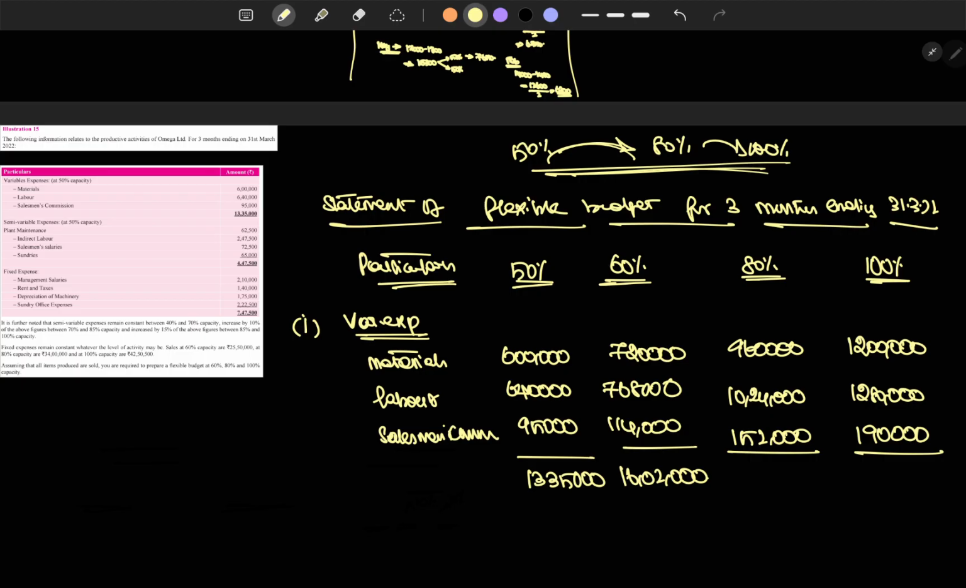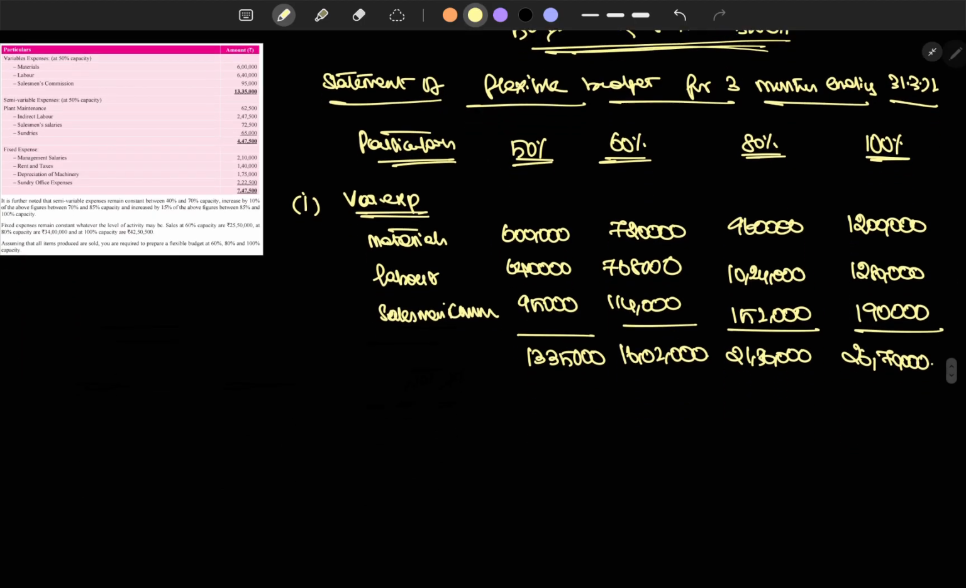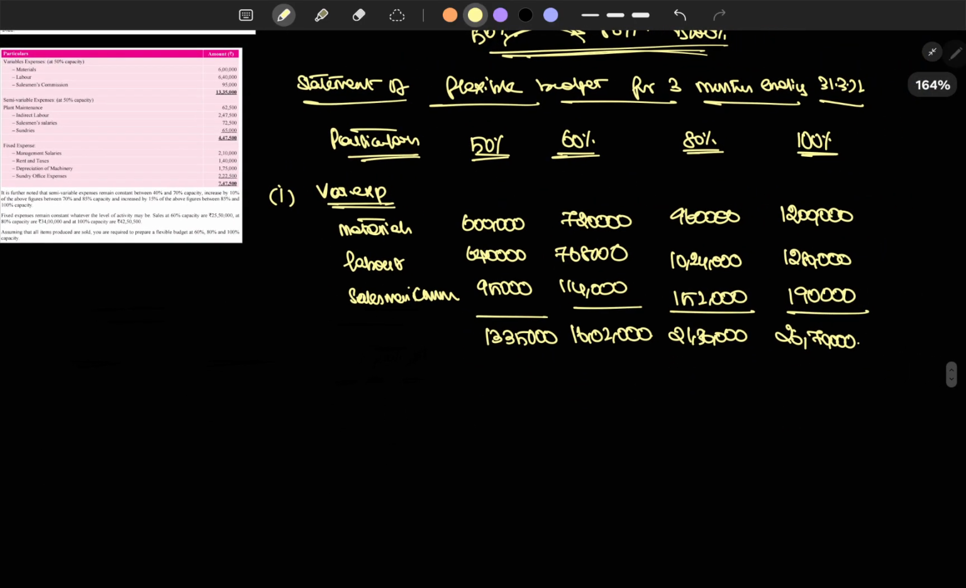Okay, let's total it up. Comes around 21 lakh 36,000. Okay, and this comes around 26 lakh 70,000. Okay, variable cost we have flexed to the other levels. In the same way we have to find it out for semi variable cost.